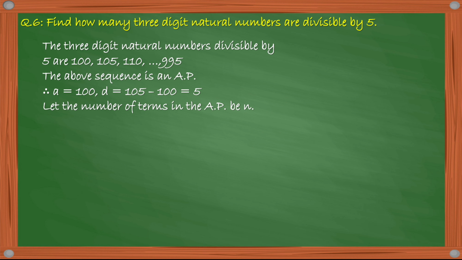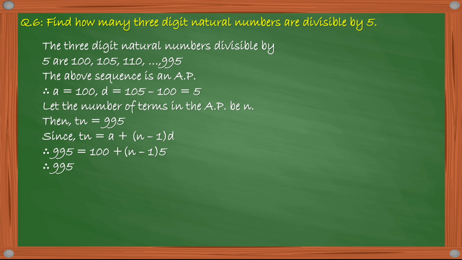So let the number of terms in the AP be n, which means the number of terms divisible by 5, let it be n. So we are going to use the formula Tn is equal to A plus n minus 1 d. As the value of Tn is 995, it is the last term of the given sequence. A is 100, n minus 1, n we will have to calculate, and d is 5.